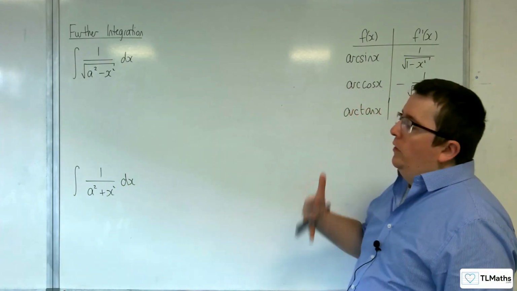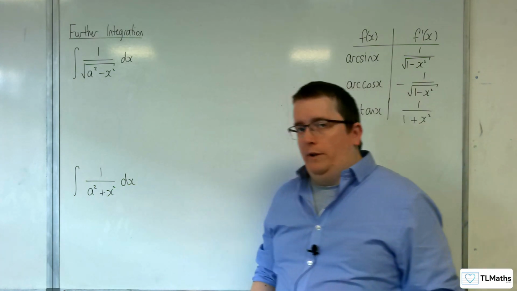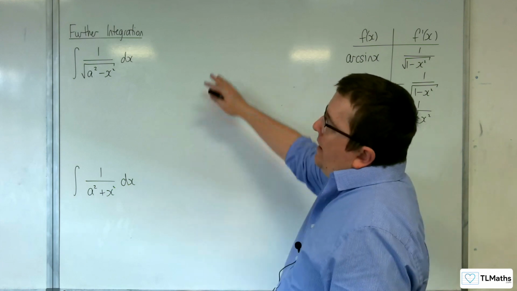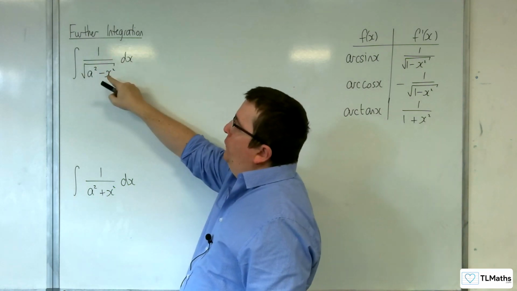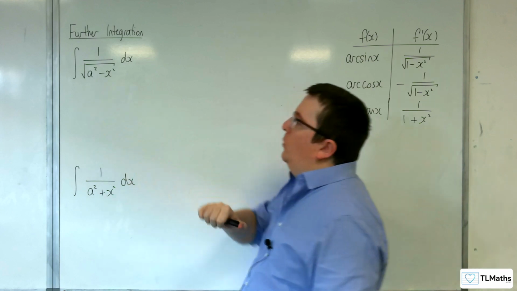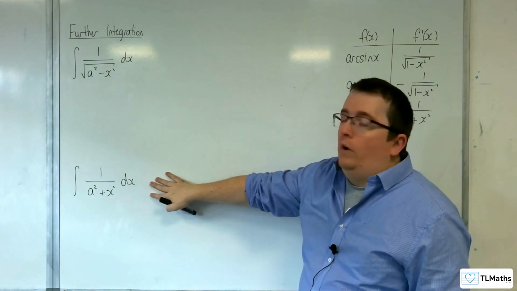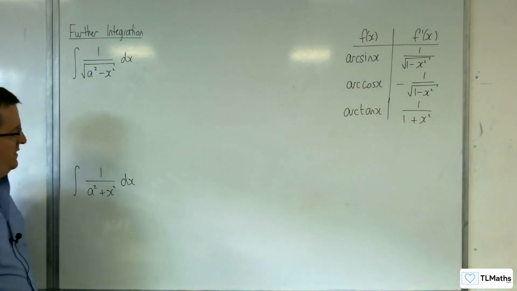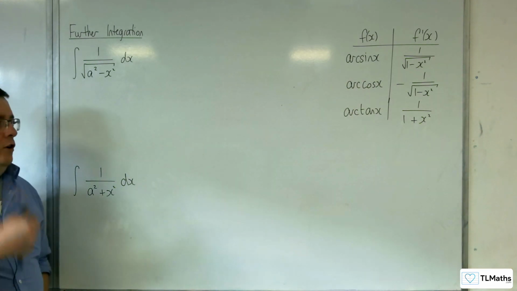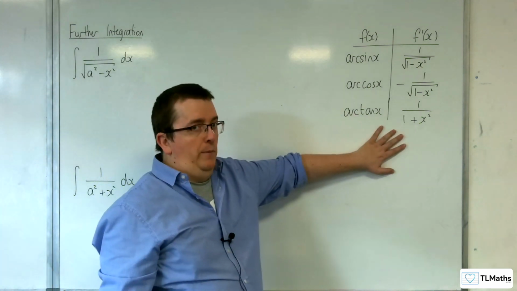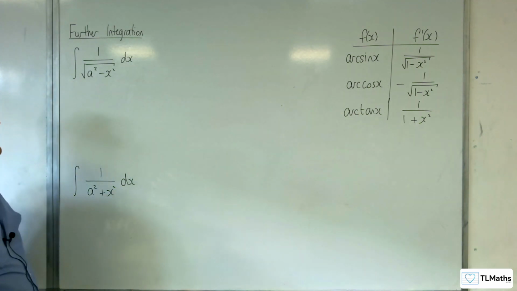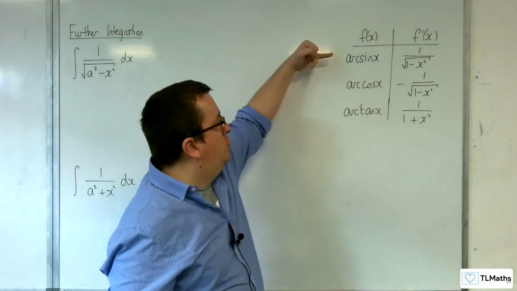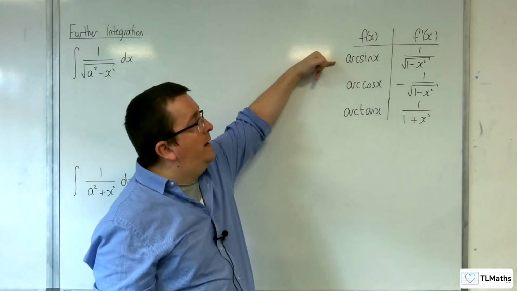So in this video, what we want to look at is a more generalized form of types of integral that we're going to be dealing with. In these, we're looking at the integral of 1 over the square root of a squared take away x squared, and the integral of 1 over a squared plus x squared. Can we use our knowledge that we've built up so far in order to integrate these? Now, this is looking like it is of the form of our first example here.